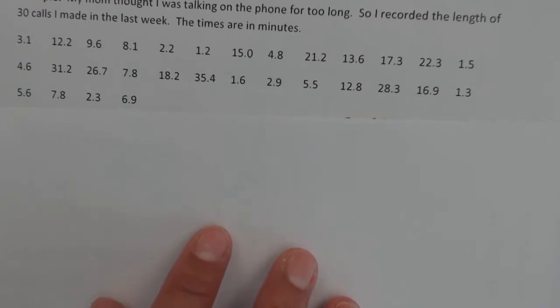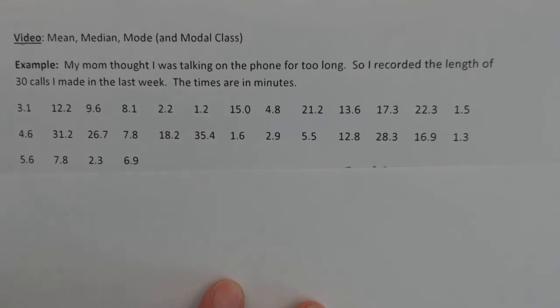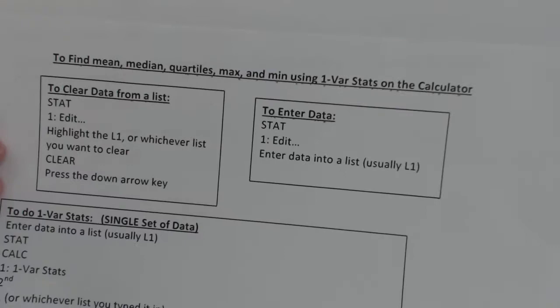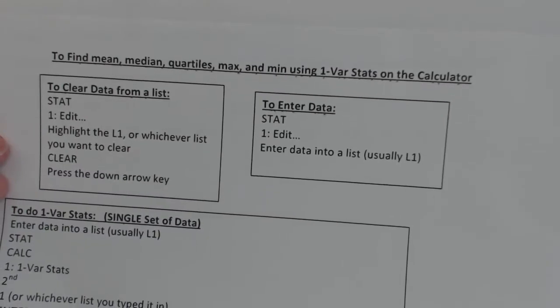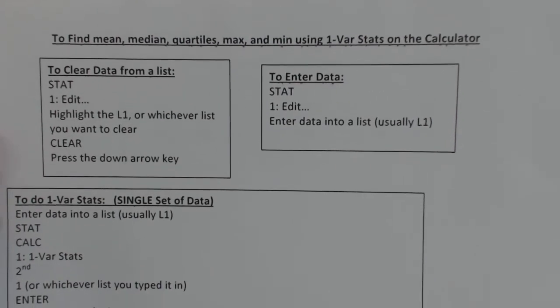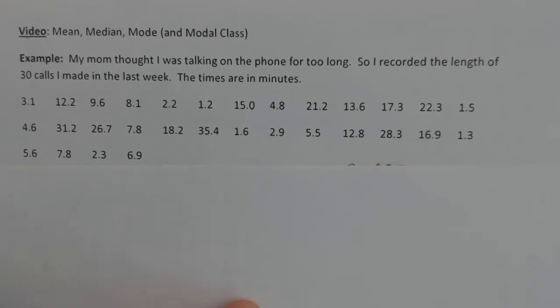So you're going to definitely need to take out your calculator, and you're going to need to pick up a sheet that I gave you, and the sheet is this calculator sheet right here. It says to find mean, median, quartile, max, min using one variable statistics on the calculator. We're going to run a one variable statistics. We're going to be getting a lot of information. We're going to have to decipher which information is mean, which is median. And you're also going to be using this again to find the max and the minimum and the quartile, and so on and so forth.